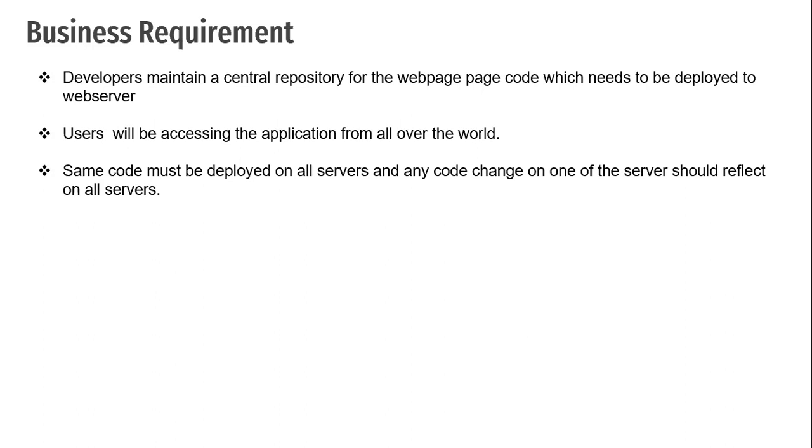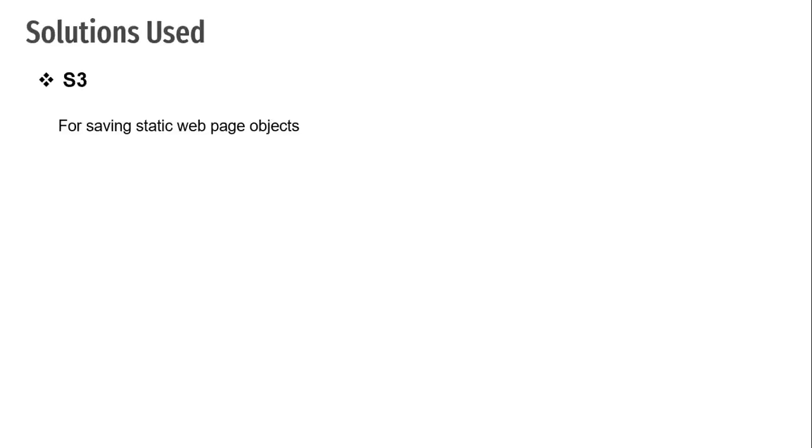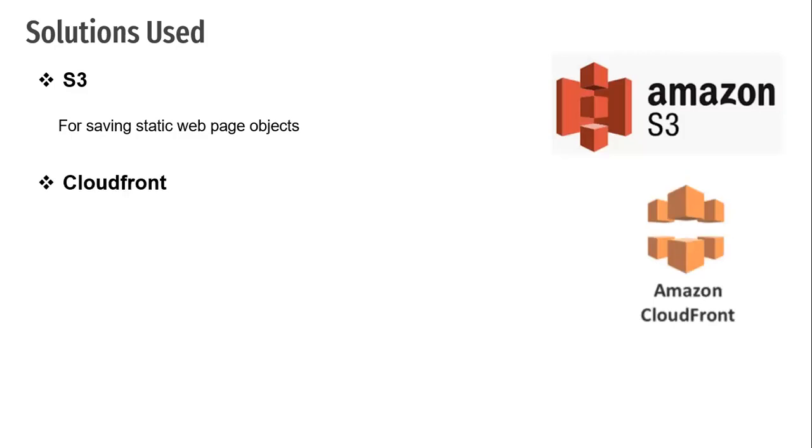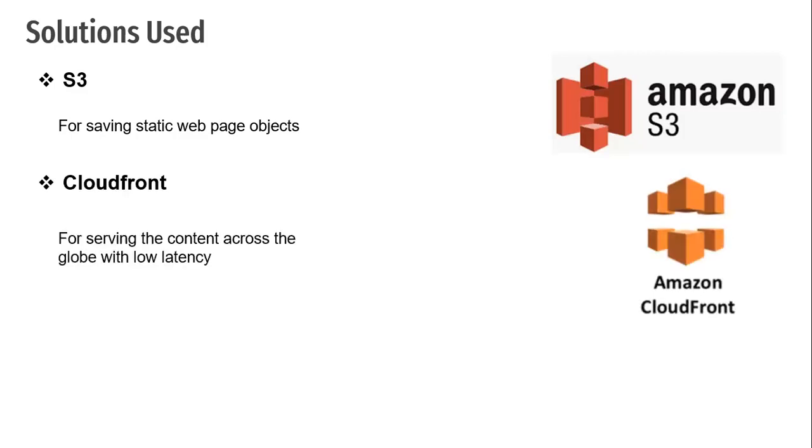So now let us look at the solutions that we have used. I've used S3 first, to serve static web page contents, whether it is an image or any other file which is hosted on your web page. Then I've used CloudFront to serve the content across the globe, and at the same time make sure the latency is very low for all users. And the main service that I'm concentrating on in this specific demo is EFS.